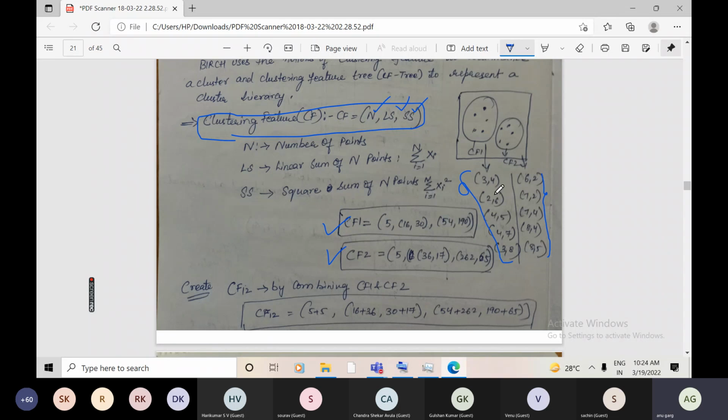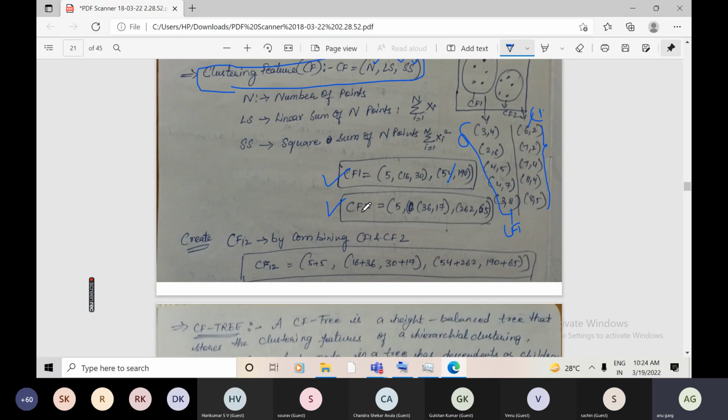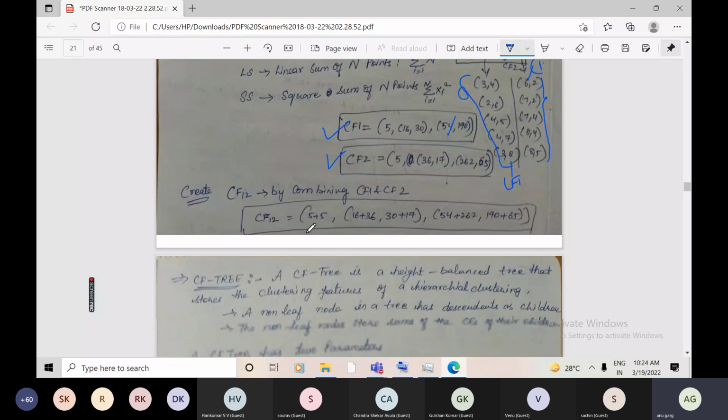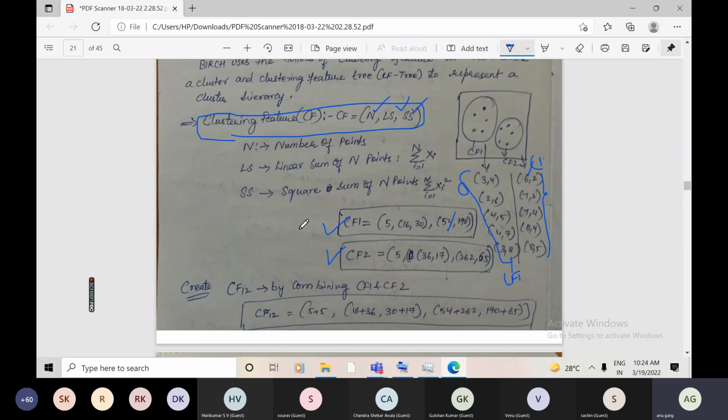How many points do we have here? 1, 2, 3, 4, and 5. So 5. And then the linear sum: you just add 3 plus 2 plus 4 plus 4 plus 3. And the square sum is squaring each and then summing, like 3 square plus 2 square plus 4 square and so on. So I've calculated this for CF1, and similarly for CF2, cluster feature 2. I'm not explaining any problem, just some basic things that we will make use of.